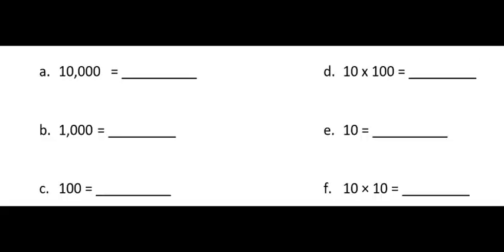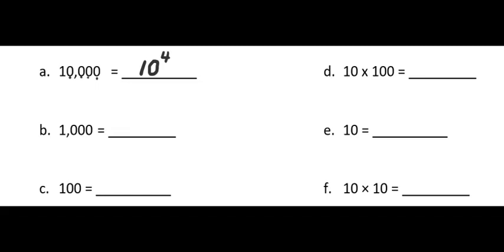Now we can use those patterns to help us write these numbers in exponential form. The first problem is 10,000. So I need to write 10,000 as an exponent that has a base of 10. So I would start by writing my base. So I know it's going to be 10. And again, we looked at that pattern. So here I see 4 zeros. So my exponent is going to be 4.